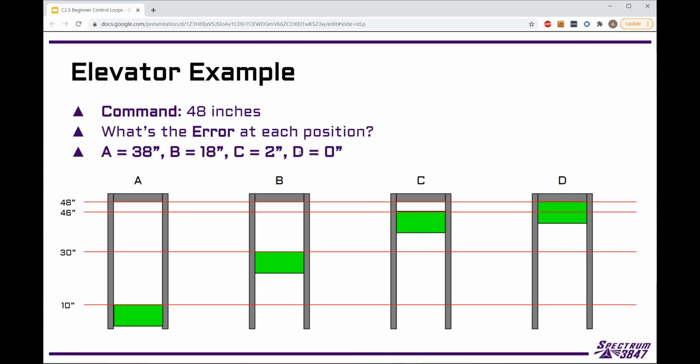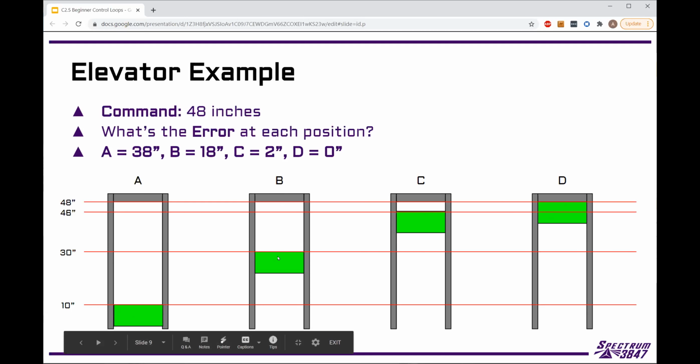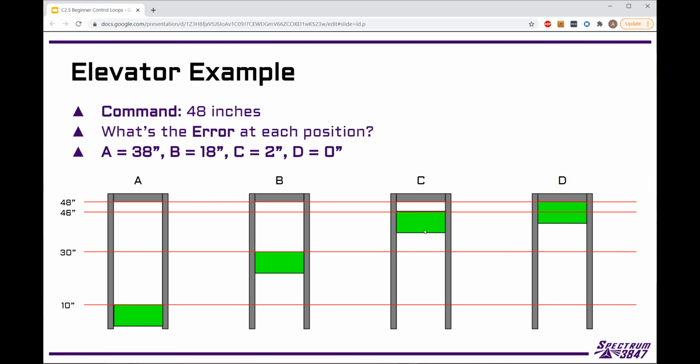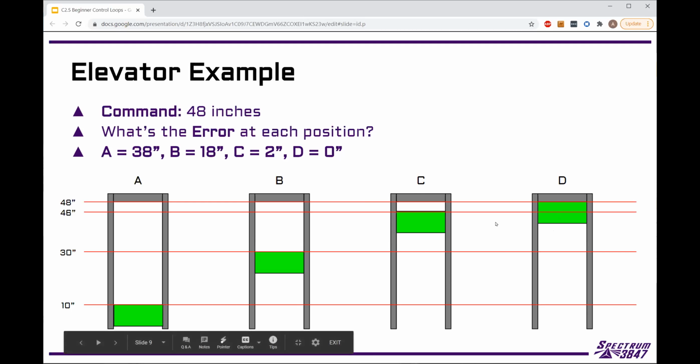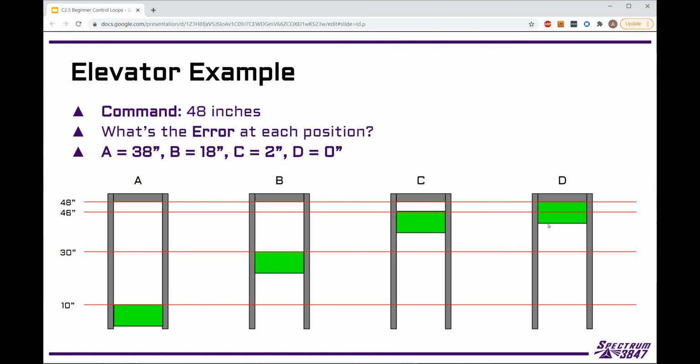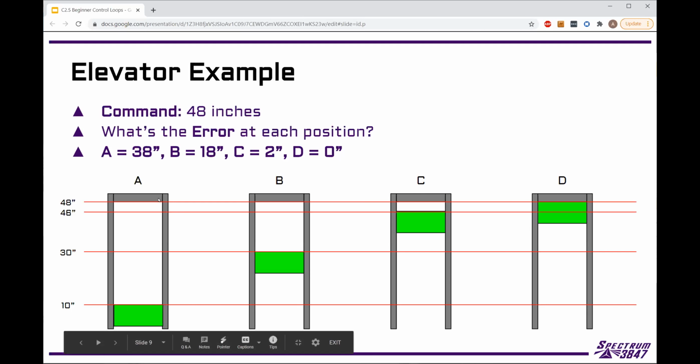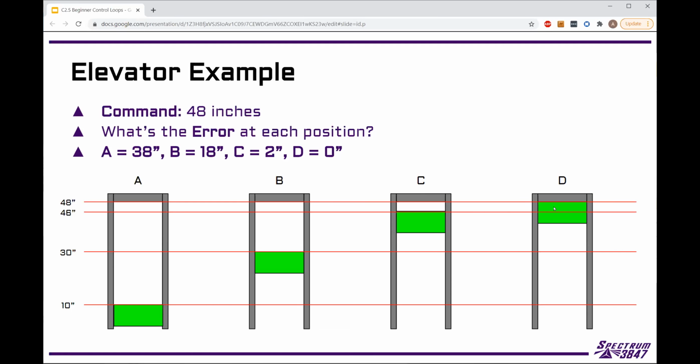So if we do that subtraction, we get that the error for A is 38 inches, right? Because we do 48 minus 10. For B, we do 48 minus 30 and get 18. For C, we do 48 minus 46 and get 2. And for D, we do 48 minus 48 and we get 0. So you can see from A to D, the error is getting smaller, right? We're approaching our set point. We're approaching our command. So the measurement gets bigger and the error gets smaller as we go from A to D.